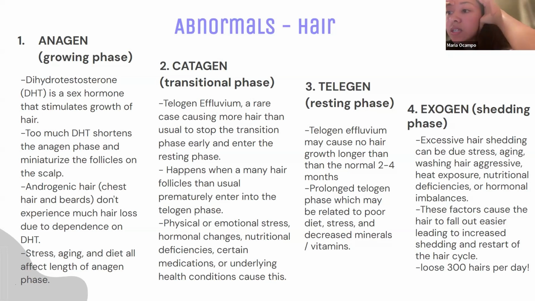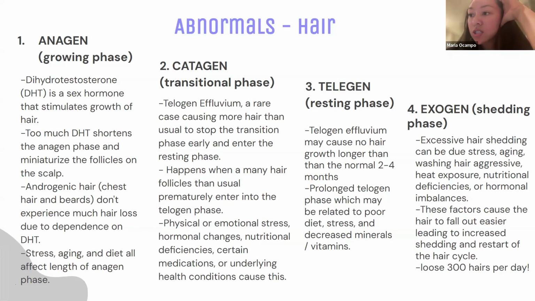Now moving into the telogen phase, this is where the hair stops growing. 2 to 4 months is normal for the telogen phase, where hair is not growing, but due to telogen effluvium, this may cause a prolonged telogen phase, which can be related to things like stress, physical and mental health, poor vitamins, diet, etc.